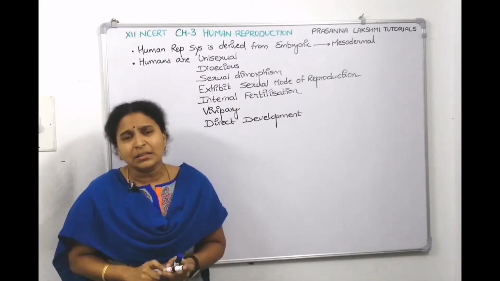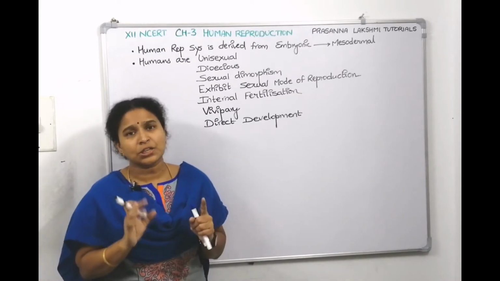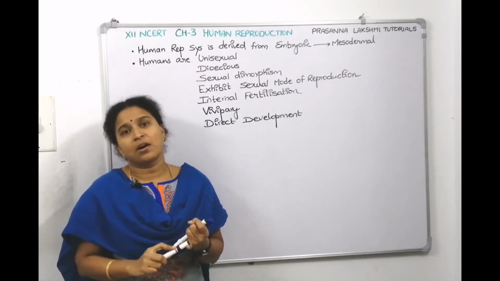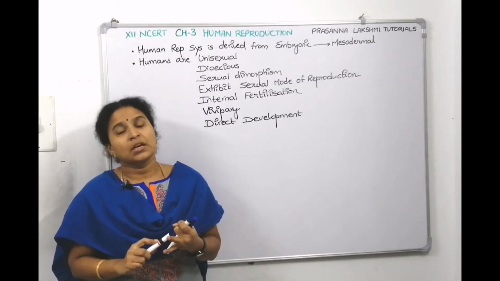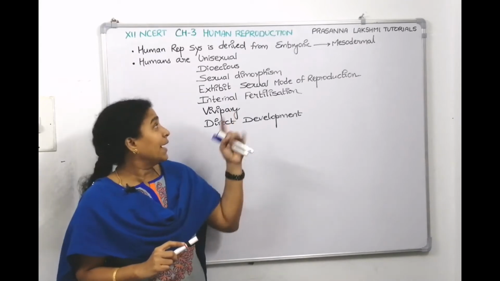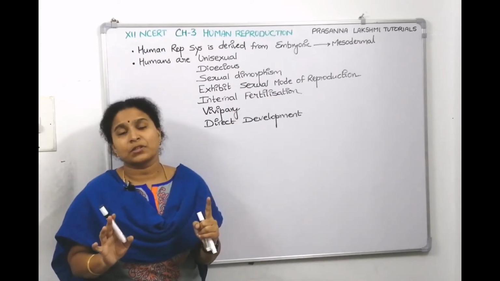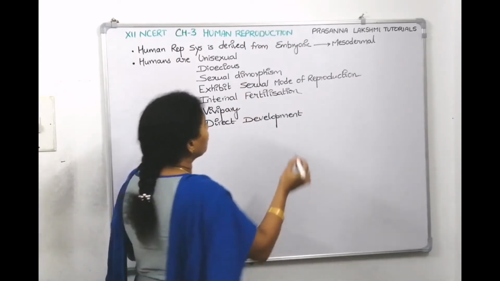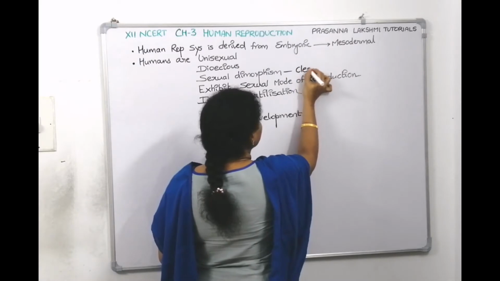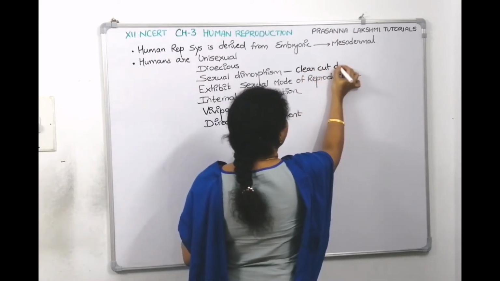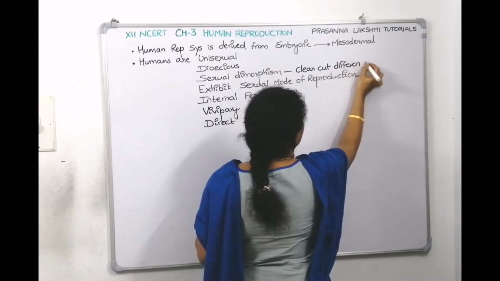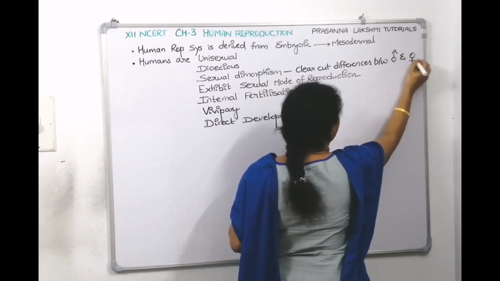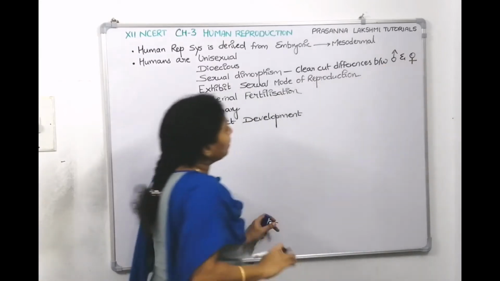So all these are characteristics which we can write related to sexual reproduction. First point I told, all the reproductive organs are mesodermal in origin and we are unisexuals. For unisexual, you can give another word called dioecious. We exhibit sexual dimorphism. Sexual dimorphism means clear-cut differences between males and females. This symbol we use for male and this symbol we use for female.